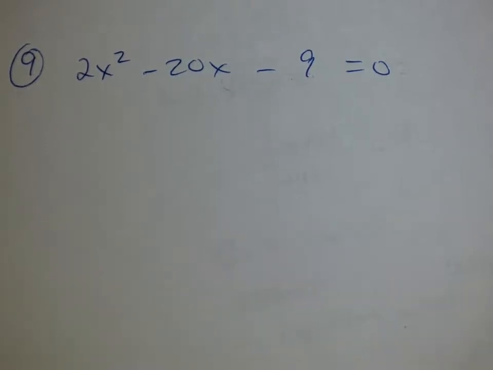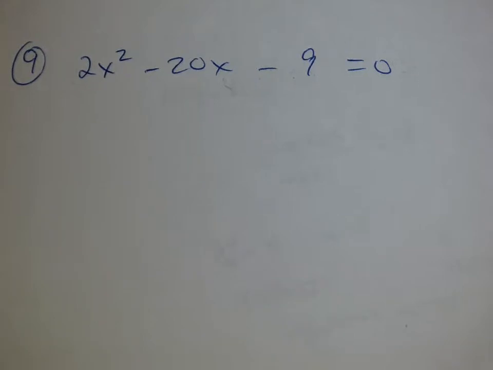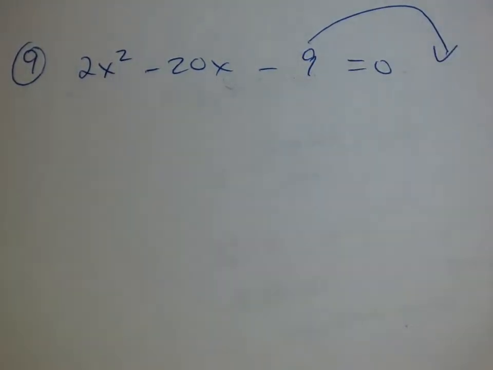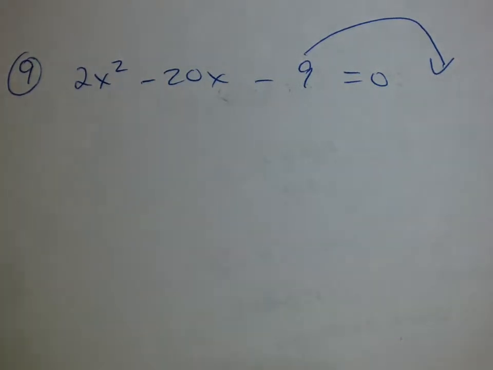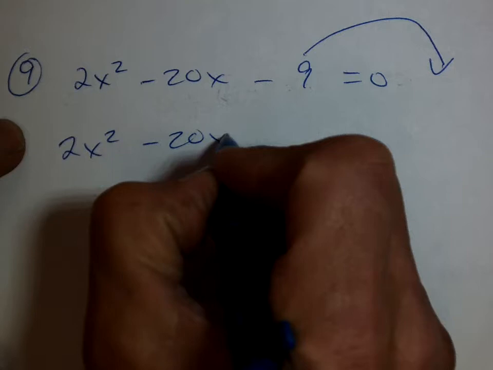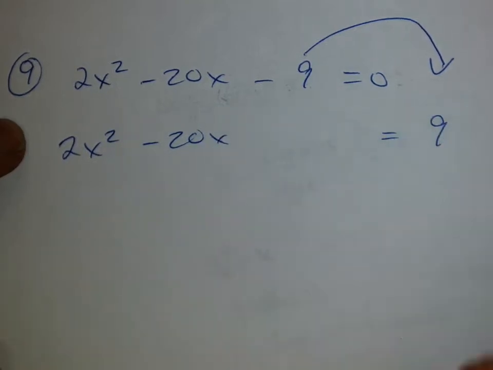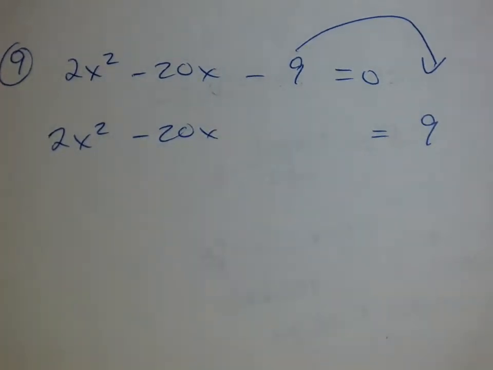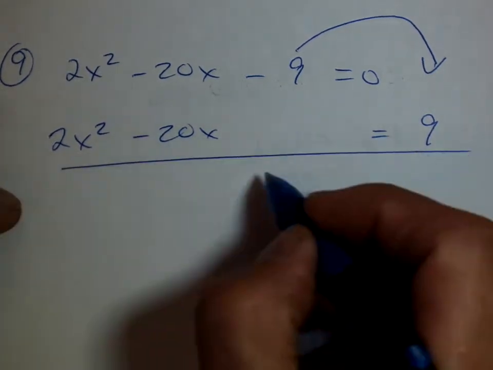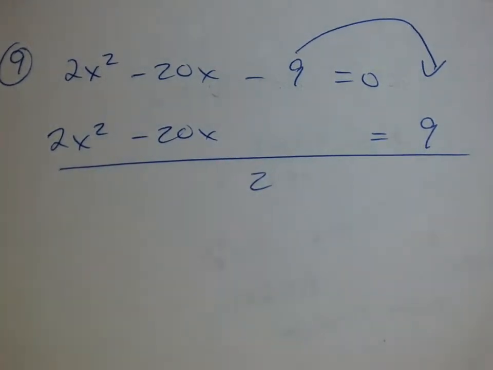Okay, all right, you ready for 9? So, first thing, I'm going to bring the 9 over, okay? Just bring the 9 over. 2x squared minus 20x equals 9. Everybody good on that? Yeah, so if we have to complete the square, I really don't want a number in front of the x squared, okay? So you divide everything by 2. How's that sound?